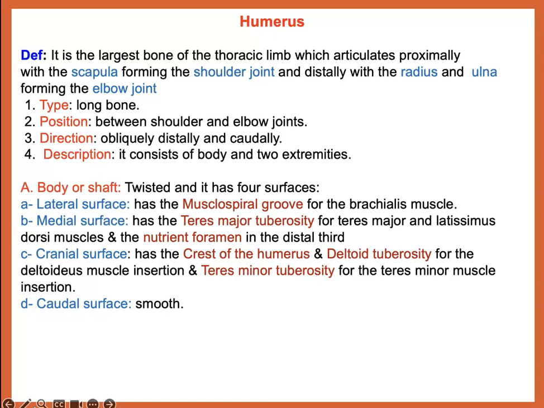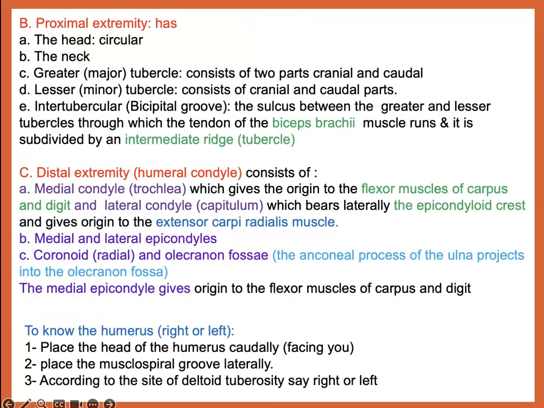two extremities. The shaft has important structures known as the musculospiral groove for the brachialis muscle, the teres major tuberosity for the latissimus dorsi and the teres major muscle, a humeral crest and deltoid tuberosity for the deltoid muscle, and the teres minor tuberosity for the teres minor muscle. Proximal extremity has the head, greater trochanter, lesser trochanter. We have a bicipital groove, and then we have the distal extremity.